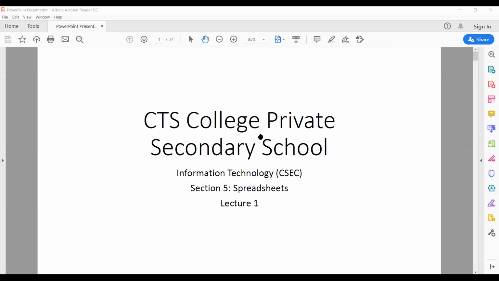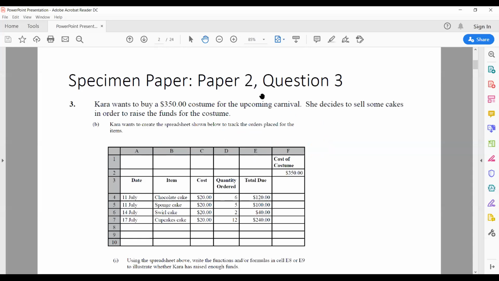All right, so we're going to start with some spreadsheet type questions. And for spreadsheets, we mainly use, or most of you would have used, if not all, Microsoft Excel, right? So let's see some questions here. Okay, so the first question is actually from a specimen paper, and this is the third question from it.